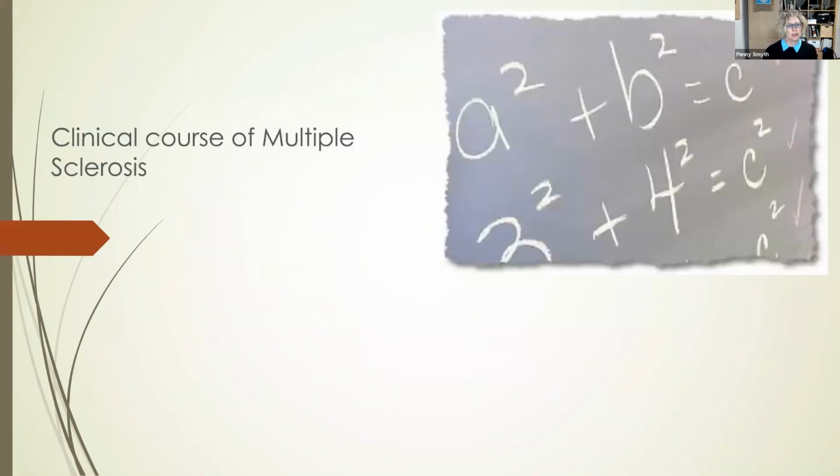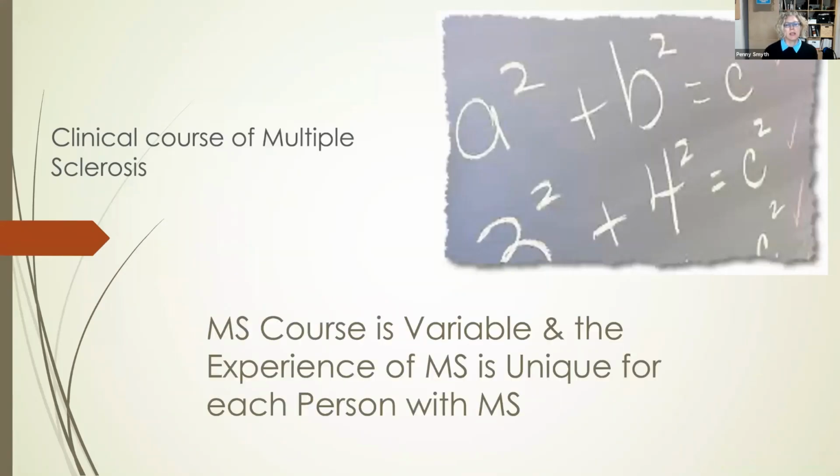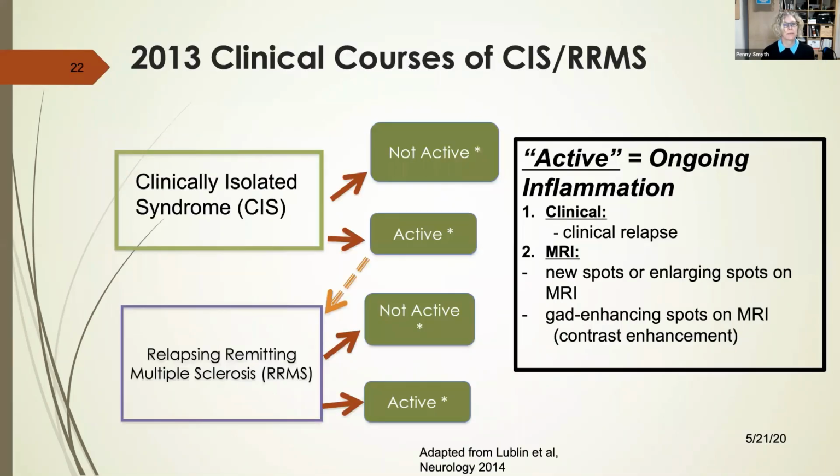So let's talk a little bit more about what the clinical course of MS can be. My take-home message for this section is that MS is variable, and the experience of MS is unique for every single person. So this requires a very personalized approach for that person, and you can't assume how MS is going to affect a person because it is so unique, and every MS patient will tell you this.